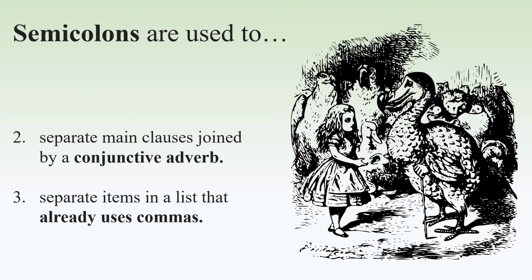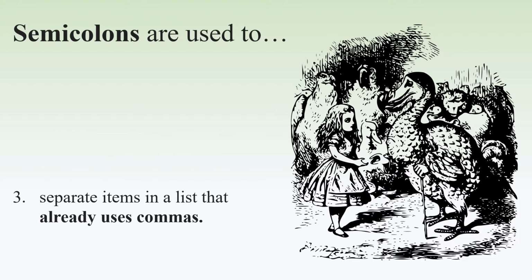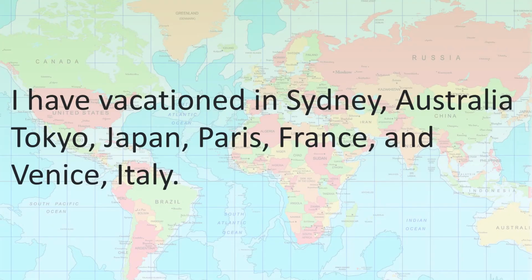Okay, we're making progress. We already reviewed the first 2 rules of semicolon use. Let's move on to the last one. Semicolons are used to separate items in a list that already use commas. So let's take a look at this sentence so we can further understand what that rule means. I'm going to read it to you. I vacation in Sydney, Australia, Tokyo, Japan, Paris, France, and Venice, Italy. That doesn't sound right, does it? Take a moment to see if you can figure out why.